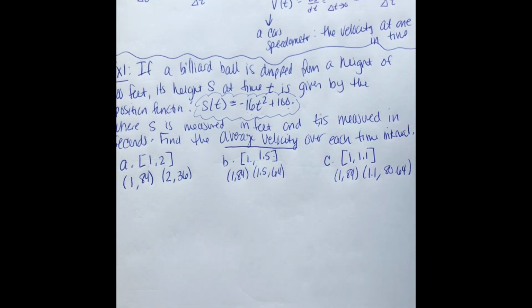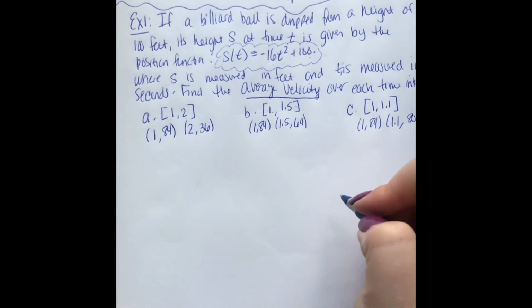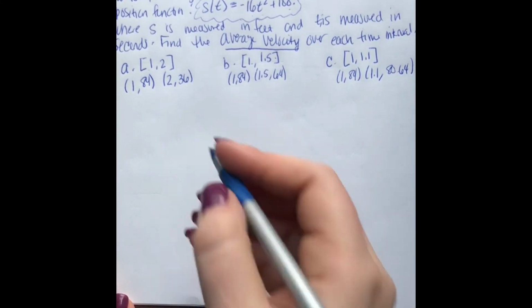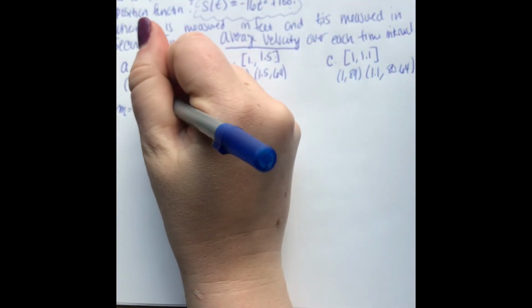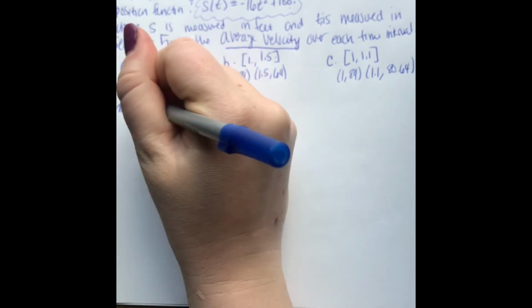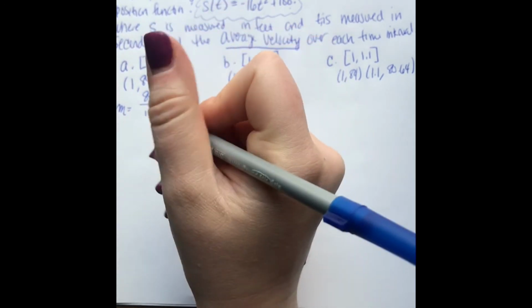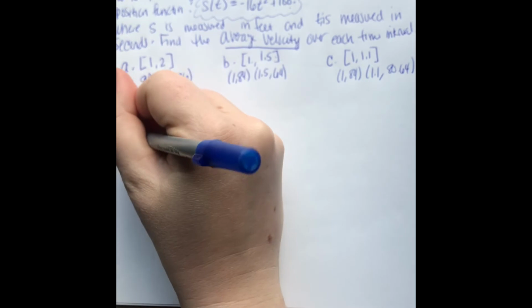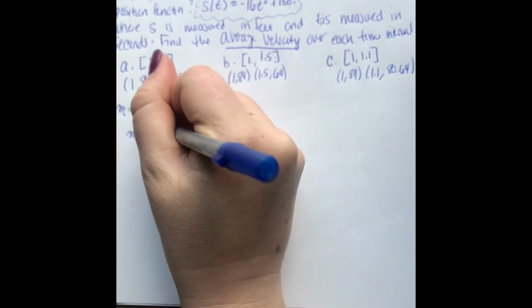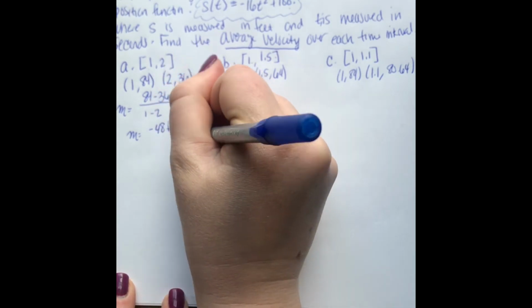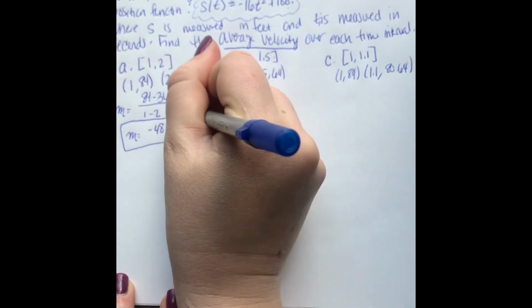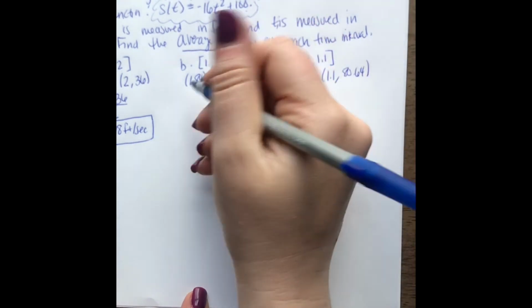Awesome. Since we're finding the average velocity, it's just slope. So we are solving for the slope between those points that we created. So I'm going to write the slope is equal to change of y over change of x. 84 minus 36 over 1 minus 2. So the slope, negative 48 feet per second. Word problems always need to have a label. Good.